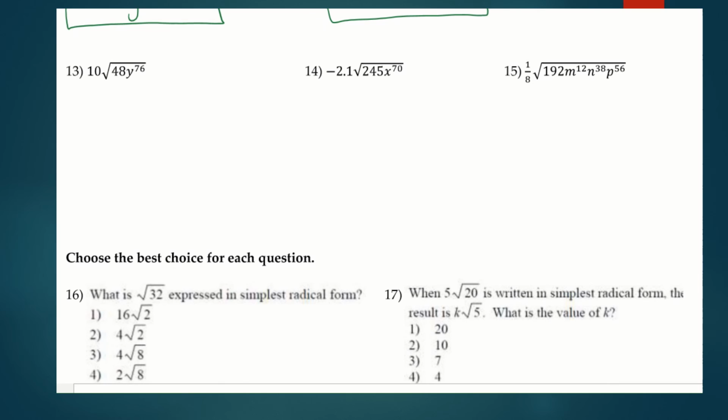Number 13, the square root of 48, I can break apart into the square root of 16 times the square root of 3, and then the square root of y to the 76th power. When everything is simplified, we would get 40 y to the 38th power, square root 3.